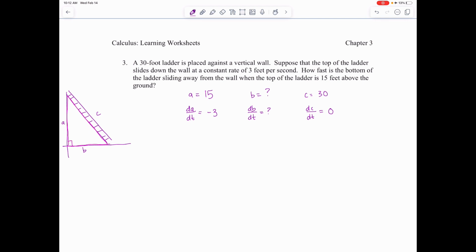Okay, so we have A and we have C. We can find B using our Pythagorean theorem. A squared plus B squared equals C squared. A is 15 and C is 30. So B squared equals 900 minus 15 times 15.